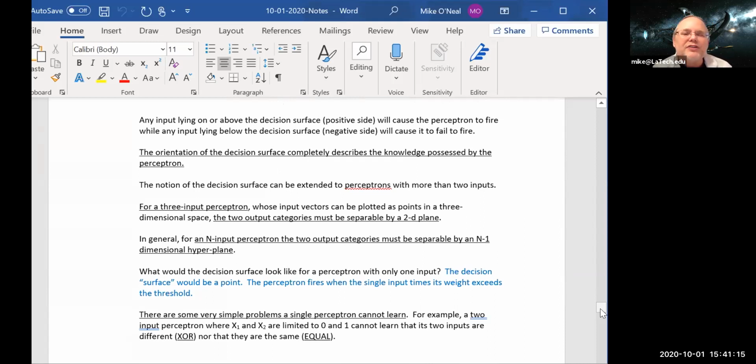So any input above the decision surface, the positive side, will cause the perceptron to fire. Any input below, on the negative side, will cause it not to fire. And all we're doing is changing the orientation of the decision surface. The orientation of that decision surface completely describes the total knowledge possessed by the perceptron. One way of saying it is all the perceptron knows is its weight vector. Another way of looking at it is, all it knows is the orientation of that decision surface, because all training does is change the orientation of that decision surface.